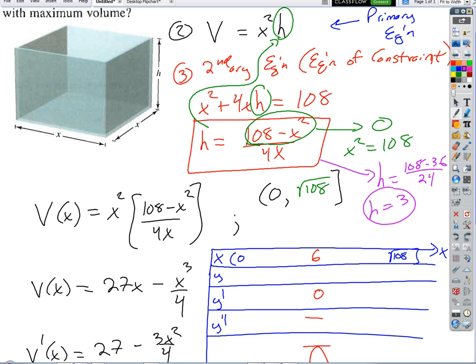So what if there was more than one possible X? Then we'd have to test them. If there's more than one critical number, we'd have to plug each X value into the function and see which Y value is higher.